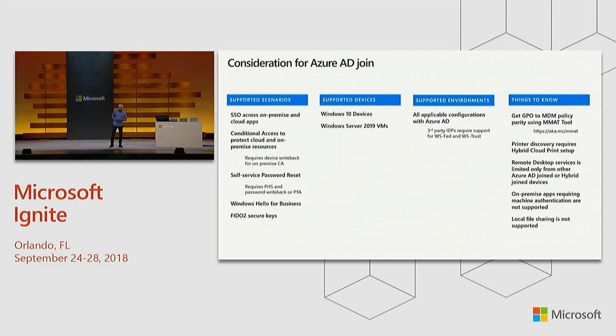In terms of legacy Win32 apps, we support those apps if they use NTLM, Modern Auth, or Kerberos, but we don't support them if they are using machine authentication. So that's something you also need to remember. Again, we don't expect that to be a very common scenario, but if you have an application that is using machine authentication, work on a strategy to migrate it towards Modern Auth, Kerberos, or NTLM authentication. And the last one is local file sharing, which is, again, an area we're trying to work through, and is not supported in the Azure AD join scenario.